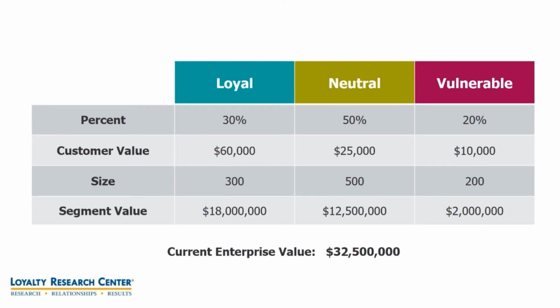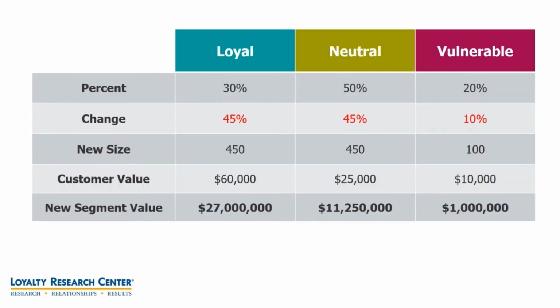Hey, let's make the numbers easy. If you want to multiply it times 10 or 100, that's fine. You get the idea. Now let's look at what happens if I migrate vulnerables to neutral and neutral to loyal. Let's just keep our customer base the same and make it stronger. Migration initiatives, improvement initiatives. Let's look at our second table here.